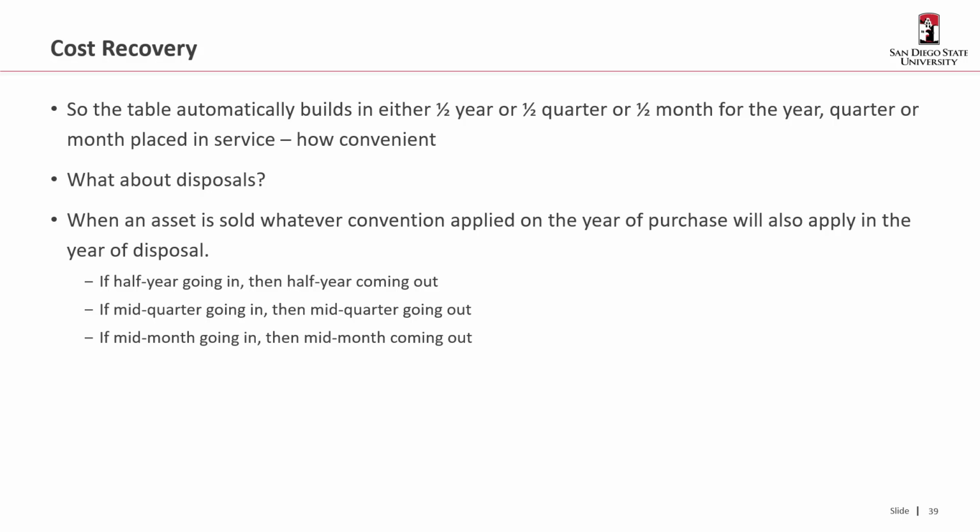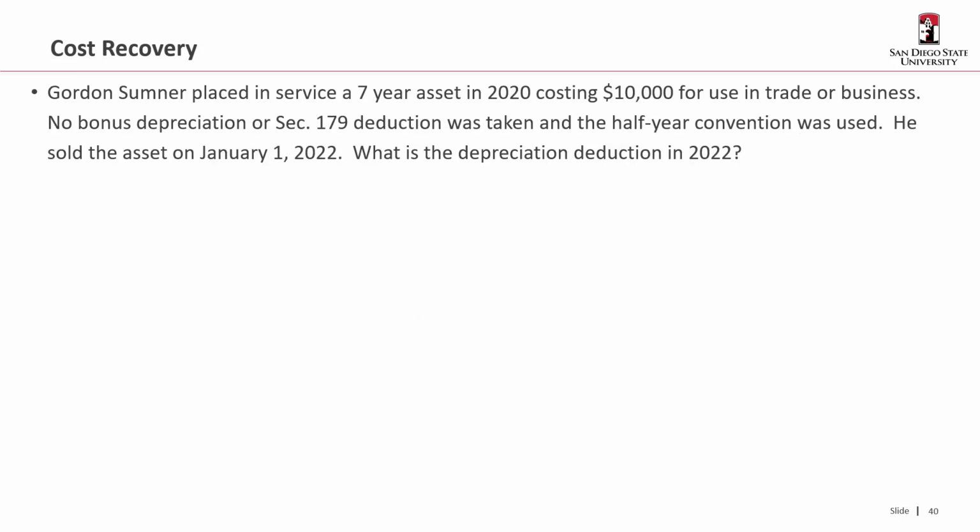But what we do know is the rules require us to apply whatever convention we used at acquisition when we placed it in service. We must apply the exact same convention in the year of disposal. And so that means we have to do something with those table amounts because they're going to be incorrect. They're going to represent a full year's worth in every period except the first and the last. So if we have a half-year convention when we place it in service, we need to apply the half-year convention when we take it out, etc., etc.